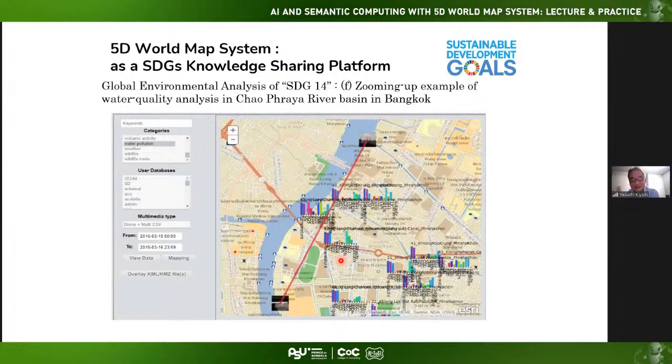And this is a case of the Chao Phraya, your country's river, which sometimes has difficulty. So I have a student from your country, and she focused on the Chao Phraya water quality analysis. That's a very impressive research result, on how to deal with the dimensions in the case of the Chao Phraya. This is an interesting result.